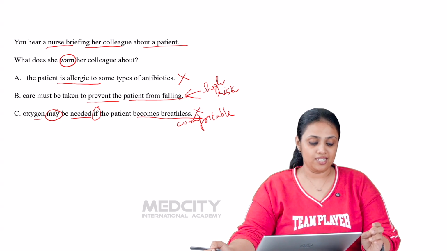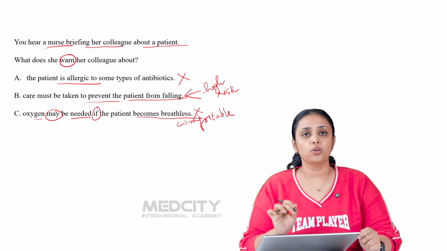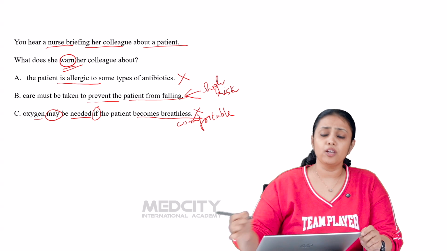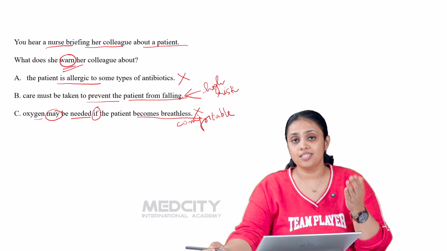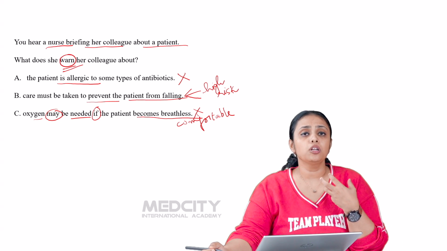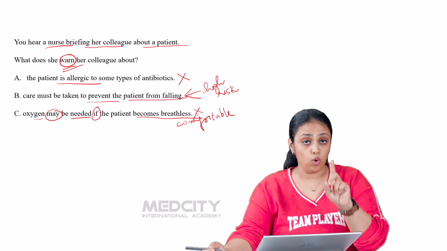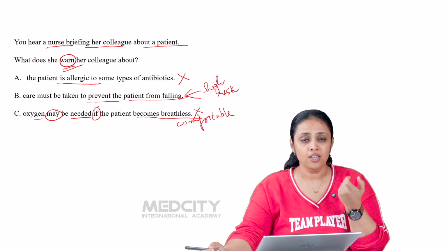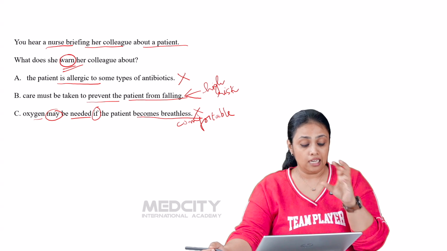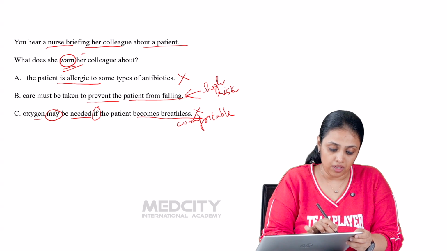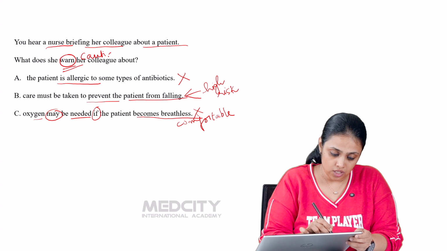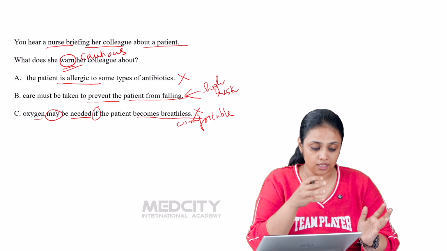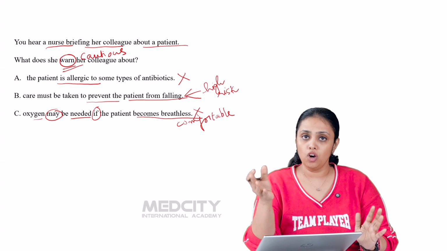Okay. Now let's analyze this. What is the question here? What does she warn her colleague about? Now what do you mean by warn? Warning somebody, as I said for the first question, need not be explicitly said, like "I warn you." The word warn need not necessarily come. But warning somebody means telling the person to be cautious about something. So regarding what aspect is the nurse telling her colleague to be cautious?